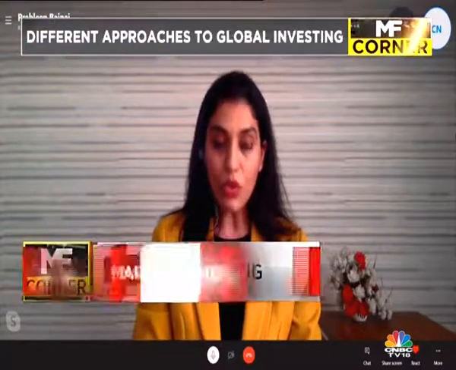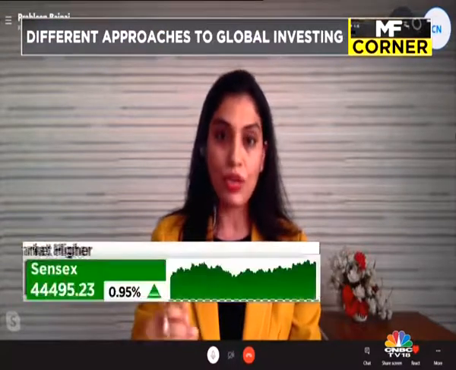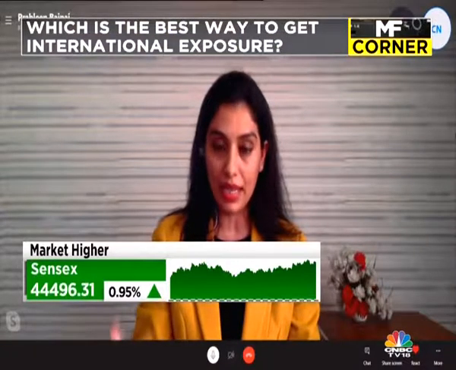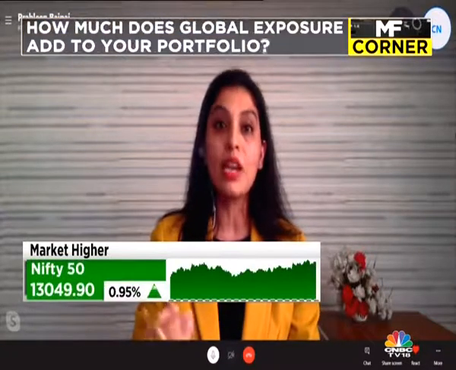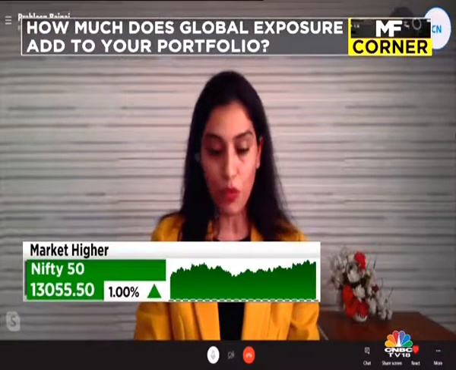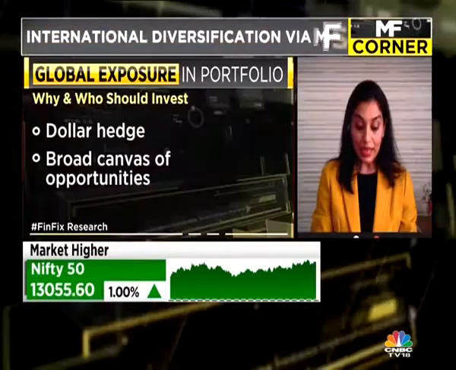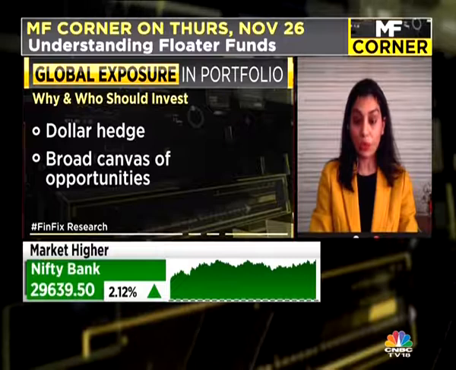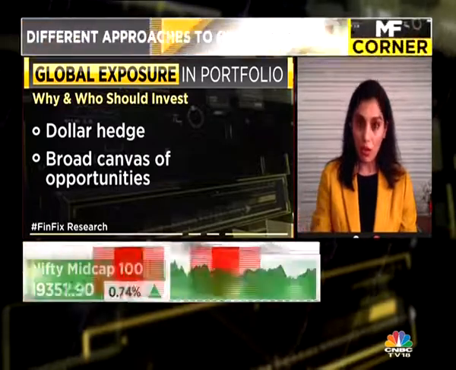Now, if somebody is looking to take a dollar hedge, because any money which is invested outside is in a dollar denominated asset, you get a hedge against the depreciation of the rupee. Second, you have companies abroad which you don't have the exposure to in the Indian markets. So, of course, it's a good bet to go and invest. Which route to take? Why not trust a global manager for your fund?